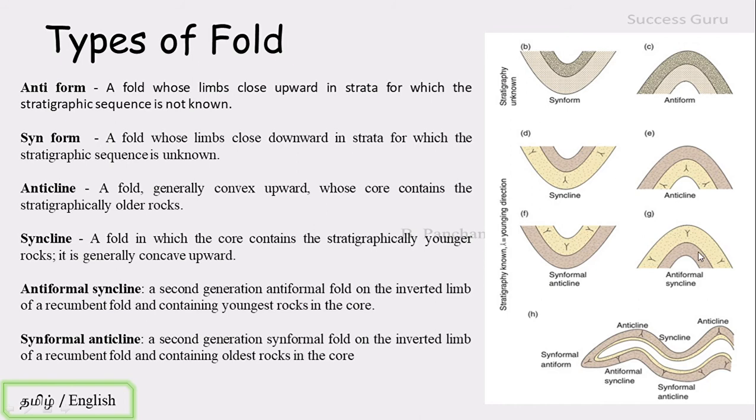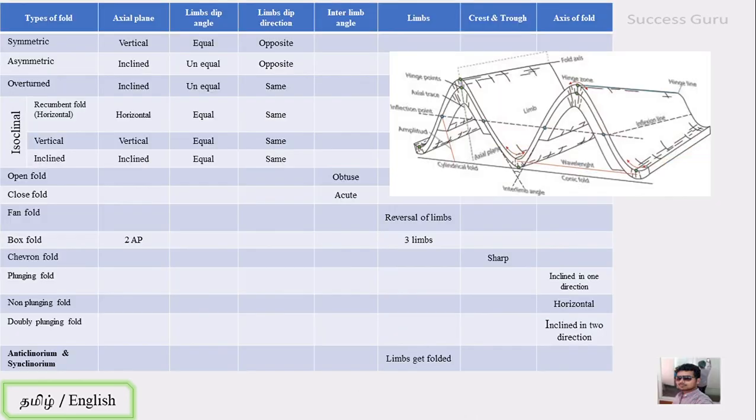Okay, is that clear? If you are clear, then it is good. If you are having some doubt, you will go through this. You will compare all those folds to the maximum extent in a single sheet, so you can just compare and find the difference. So we'll start from the symmetrical fold.